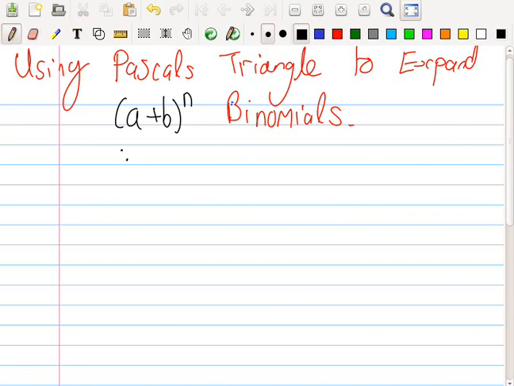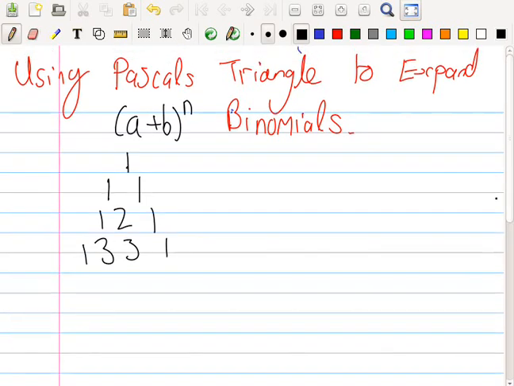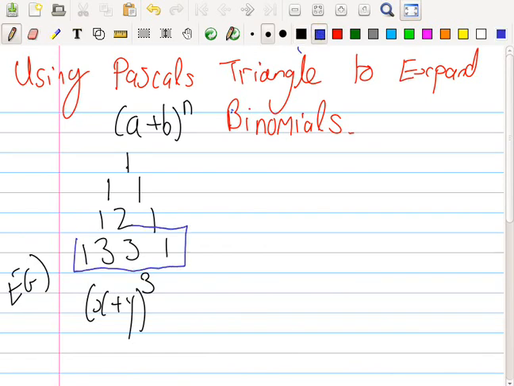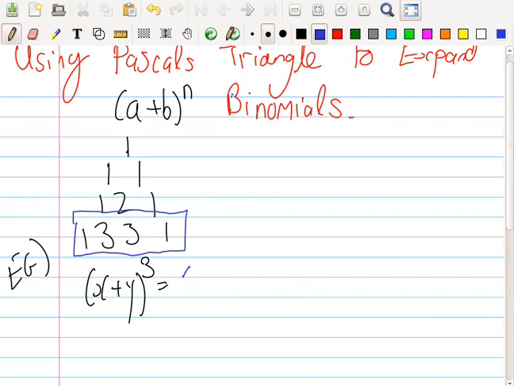So, Pascal's triangle. Let me go up to row 3. 1, 1, 1, 1, 2, 1, 1, 3, 3, 1. And I can use this to help me expand, for example, something like (x + y) cubed. This is what you do. You take row number 3 and you write all the numbers out. Like this. So you put 1 here, you do the space, 3, space, 3, space, 1, and then a space at the end.